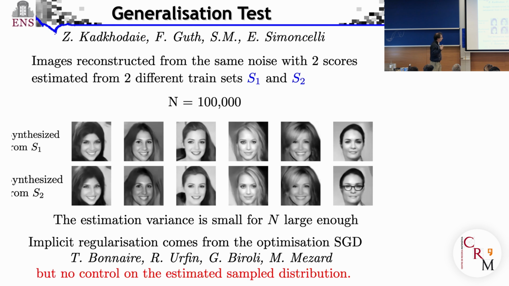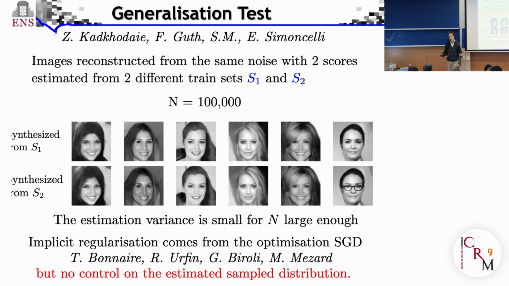Okay, now there is a very nice result, relatively recent by Tony Bonner, Rudy Urfin, Giulio Biroli, and Marc Mézard, who show that, in fact, the reason why you are getting a score which has a low variance is because during the optimization of the neural network, there is an implicit regularization coming in, which is due to the stochastic gradient descent.